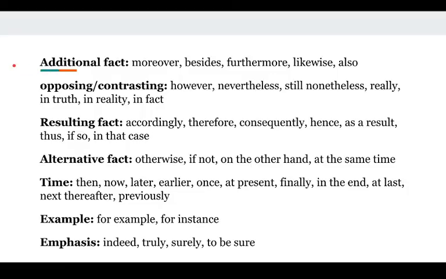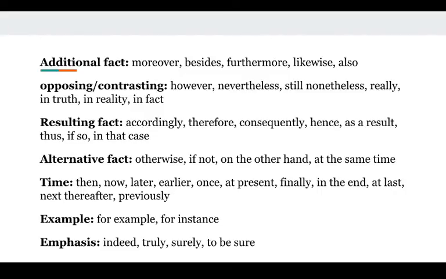When you're trying to connect two independent clauses as an additional fact, you use moreover, besides, furthermore, likewise, and also. For opposing and contrasting, you use however, nevertheless, still, nonetheless, really, in truth, in reality, in fact. These aren't all of the adverbs, but these are some of the most common ones I could think of. Then resulting fact: accordingly, therefore, consequently, hence, as a result, thus, if so, in that case. Alternative fact is otherwise, if not, on the other hand, at the same time.